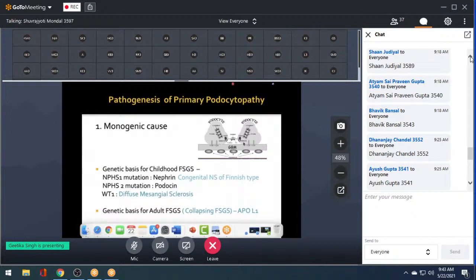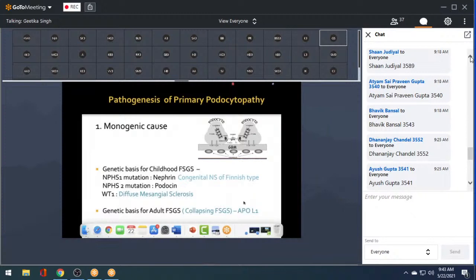The Wilms tumor. Very good. What's the name of the syndrome? We've got something like the WAGR syndrome. WAGR syndrome, you have the Denys-Drash syndrome, right? So these are all WT1 associated syndromes.